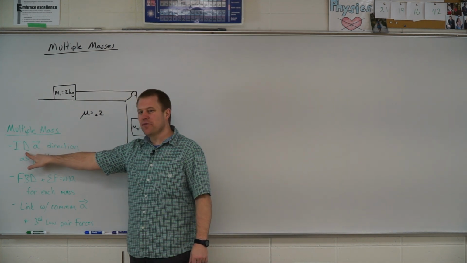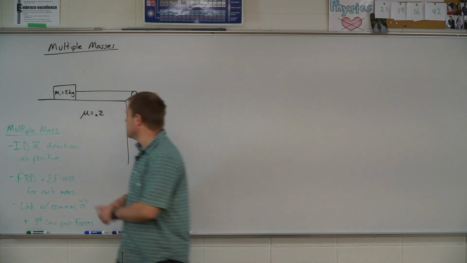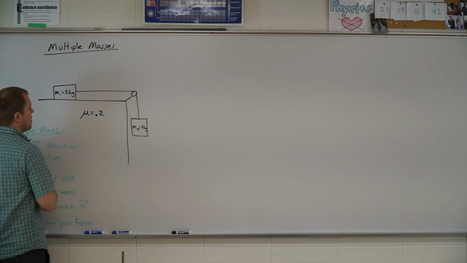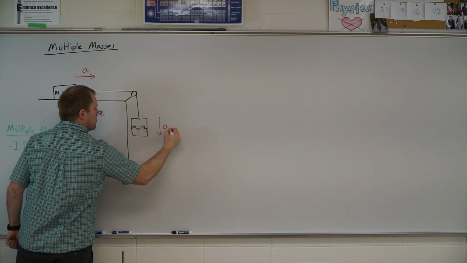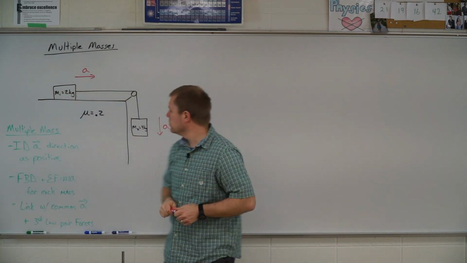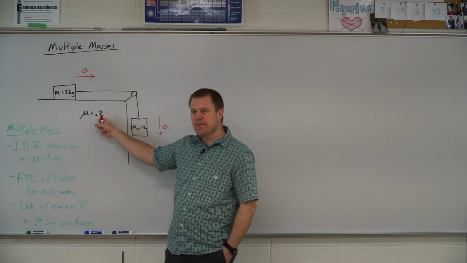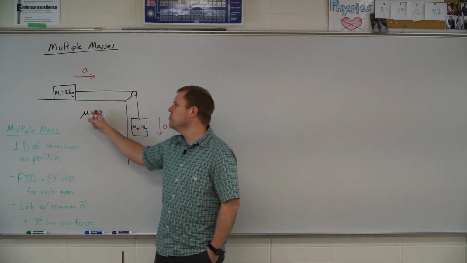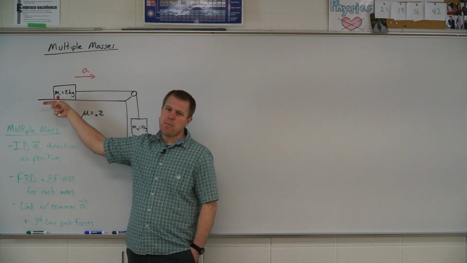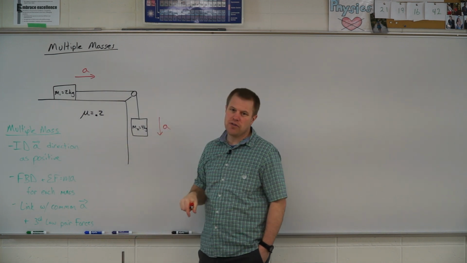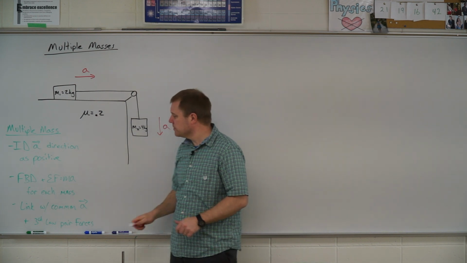The first thing we have to do is identify the direction of acceleration as positive for each object. Looking at my situation here, this one is going to accelerate to the right. This one is going to accelerate down. How I know it's going to accelerate is that the force of friction, 0.2 times 2 kilograms times 9.8, is going to be much less than the force of gravity over here. So it will start moving.